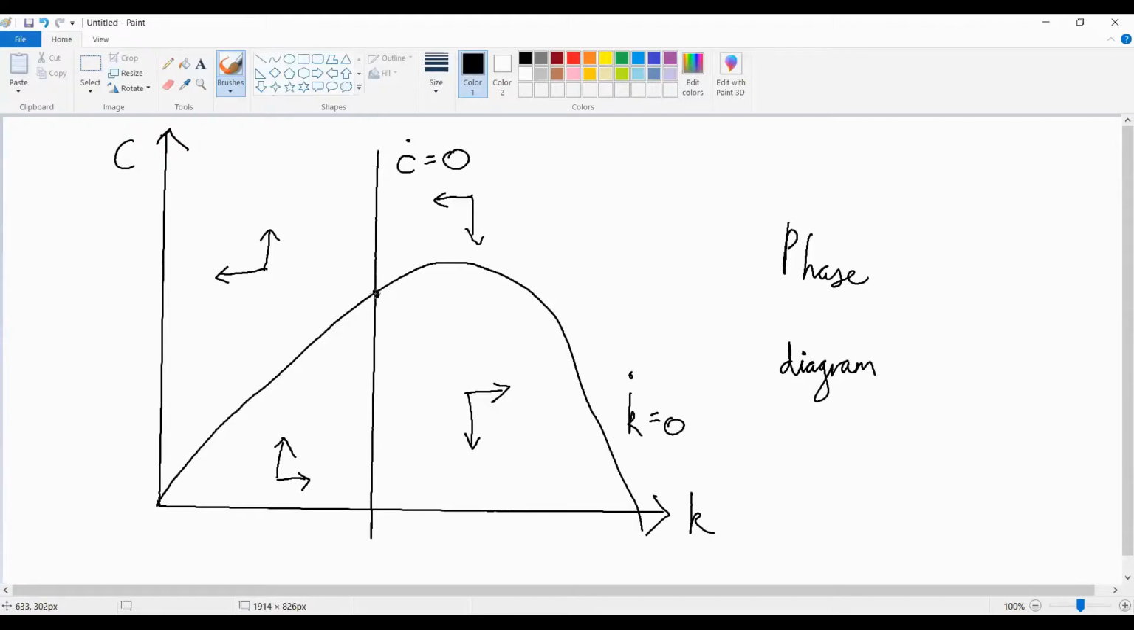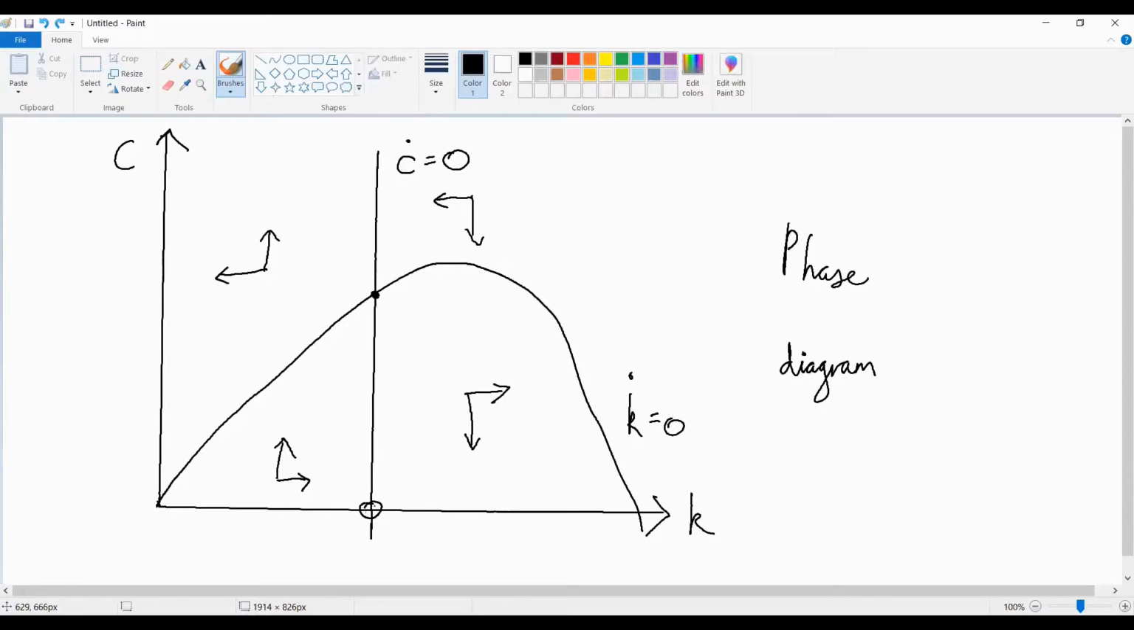At this point, C dot equals 0 and K dot equals 0. And that means that we have a stable equilibrium. As long as when time started, the value of small k happens to equal this one, then this model is on a steady state where C grows at a constant rate, K grows at a constant rate, and everything is in balance.